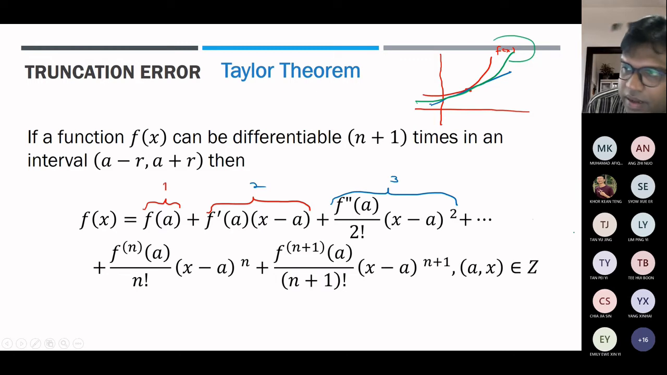What happens when we discard the remaining terms and consider only the few terms here, and you compare with the exact solution, is what we call the truncation error.